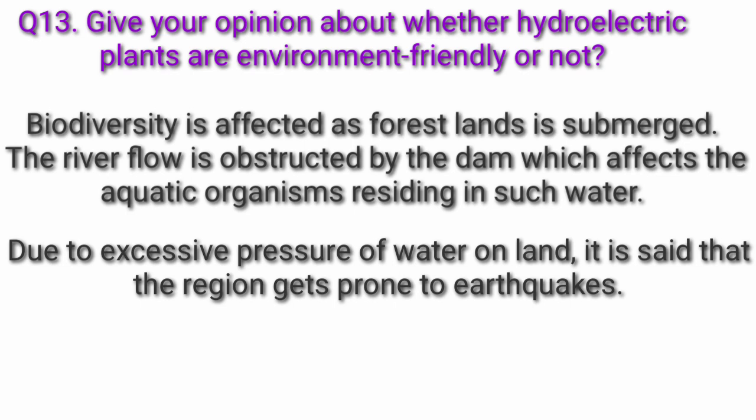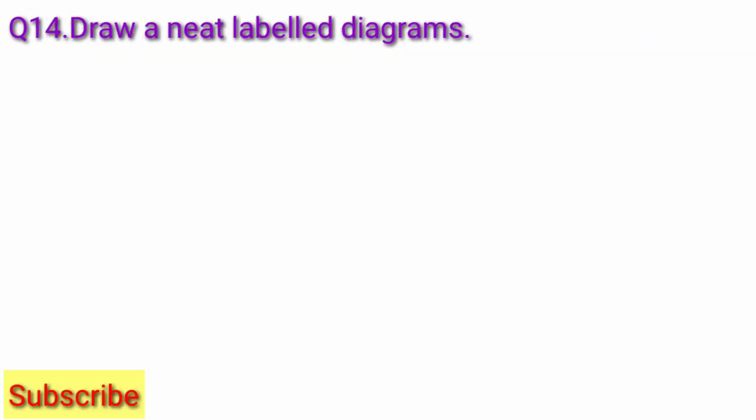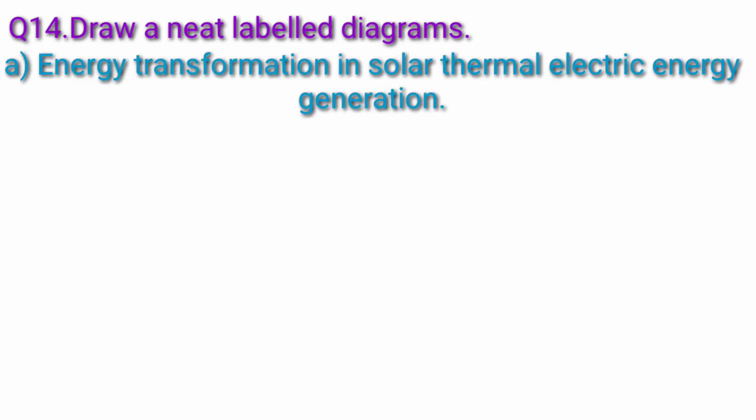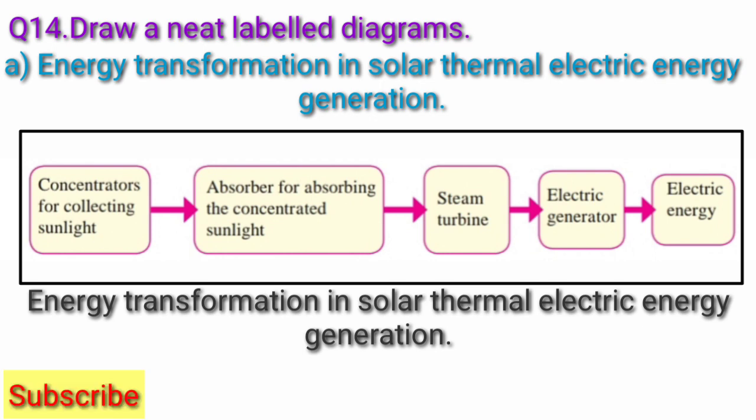Question 14. Draw neat labeled diagrams. A. Energy transformation in solar thermal electric energy generation. Answer. The energy transformation in solar thermal electric energy generation is given below. Concentrators for collecting sunlight, absorber for absorbing the concentrated sunlight, steam turbine, electric generator, electric energy. Thermal energy can also be generated from solar radiation and can be used for electricity production. Different stages in such a solar thermal power plant are shown here.